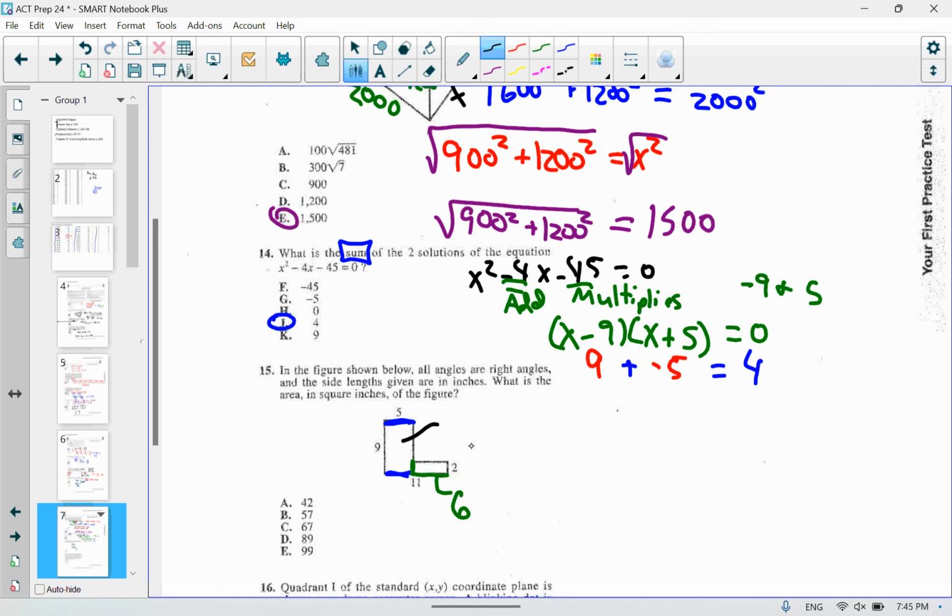Two different figures. So this is a rectangle, so area being 5 times 9, giving me 45. This is also a rectangle being 6 times 2, being 12. So to find my total area, I would just add those together, giving me 57.